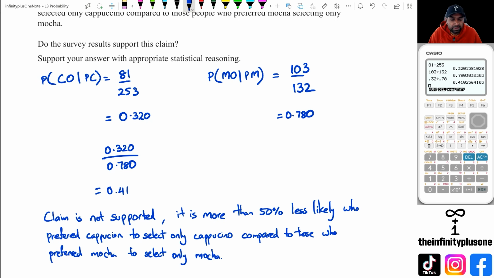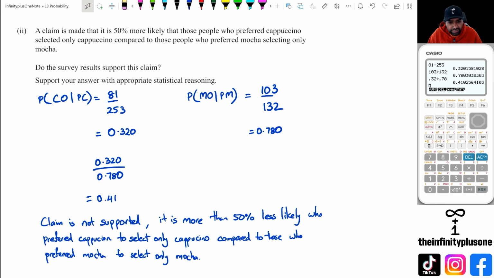Yeah, so what you're really saying here is that you calculate the probabilities, compare the probabilities, and in this case, it's actually going the other way. Yeah, it is 50%. It's more than 50% less likely. So hopefully that made sense there.